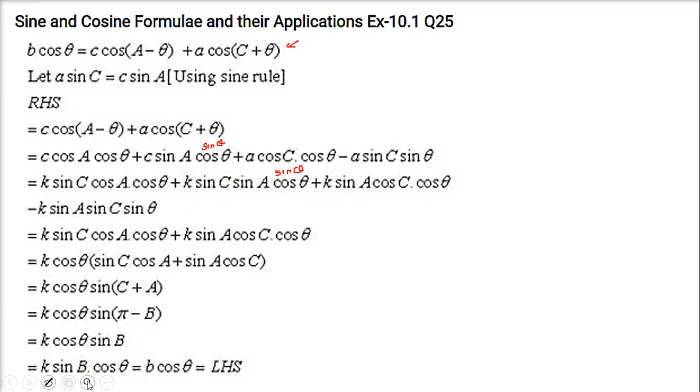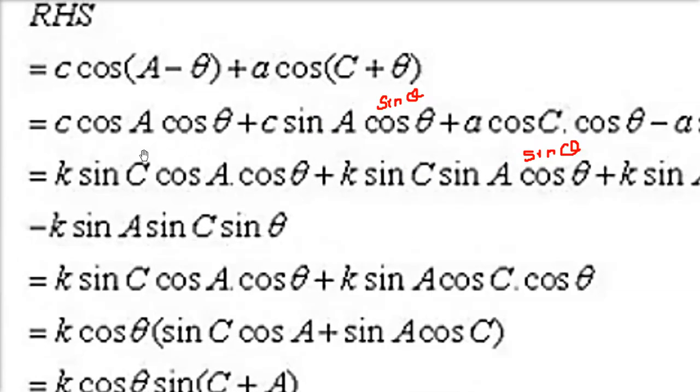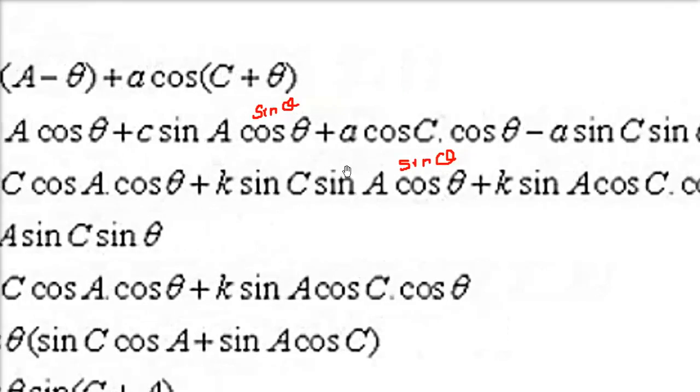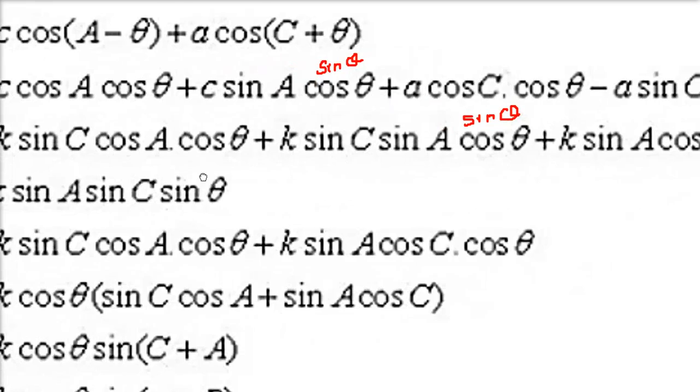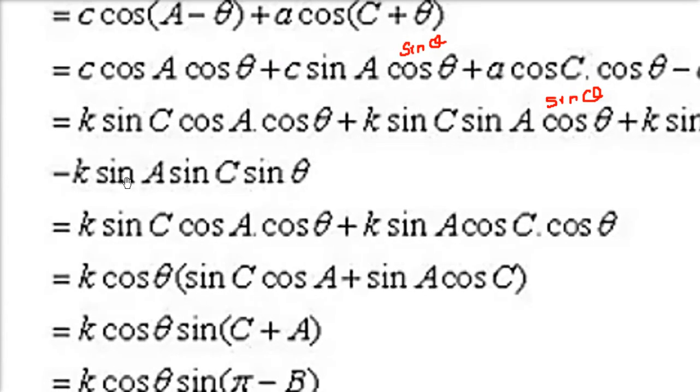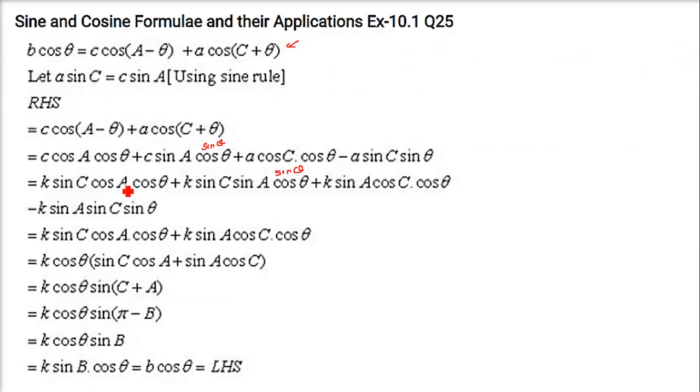Okay, what is happening here? If you see, this c we are writing as k sin c, this c we are writing as k sin c, a we are writing as k sin a, and this a we are writing as k sin a. The only things which are going to remain are k sin c cos a cos theta and k sin a cos c cos theta, because this is k sin a sin c sin theta and this is k sin a sin c sin theta. So this gets cancelled. Here is a misprint. So what do you get?